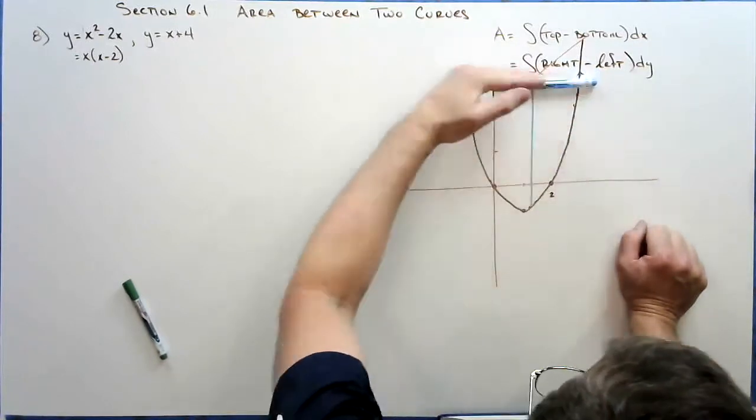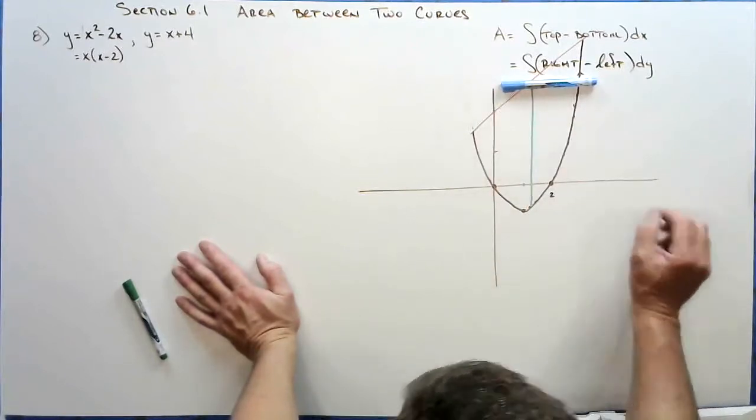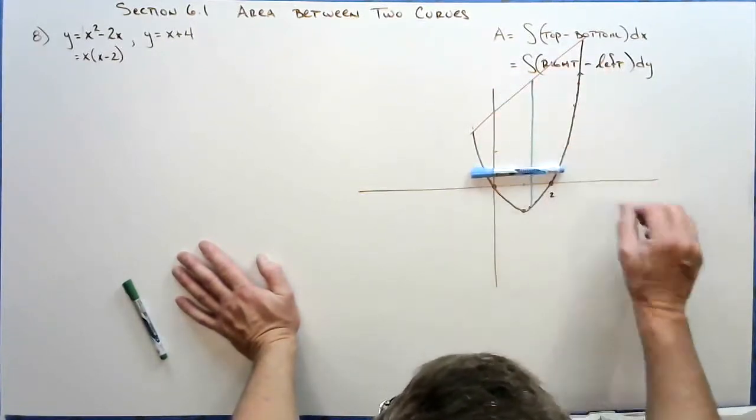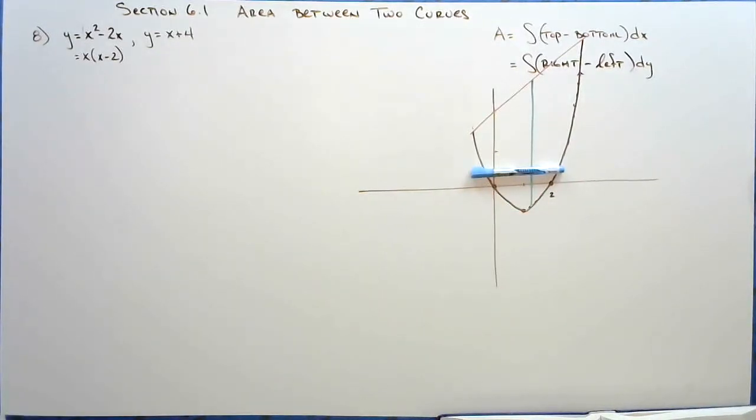Here, if we draw an approximating rectangle at this portion of our region, we're going to go from the parabola to the line. Down here, if we draw our approximating rectangle, we're going to go from the parabola to the parabola. Now, that's not fatal. We can solve that, but it takes a lot more effort than it does if we can keep just one function as the top and one function as the bottom, or one function as the right and one function as the left. So in this case, we're going to choose vertically because of that.